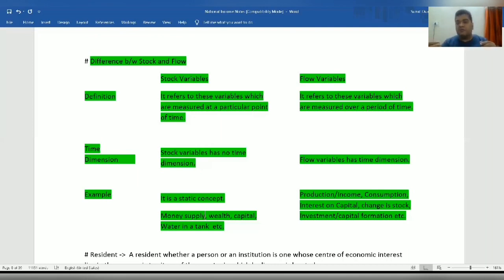It has a time dimension. But if I say, for example, that the total cars manufactured by Maruti till 31st March 2020 is 10 lakh, it is a stock. But when I say that the total cars manufactured by Maruti during the year 2020 is this much, it is a flow variable.